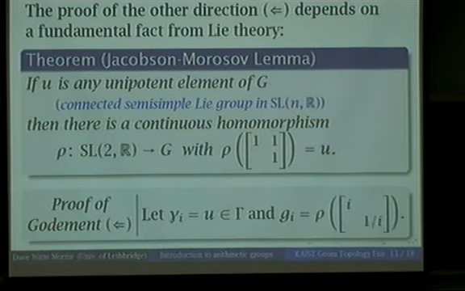Before, when I showed that SL2R mod SL2Z was not compact, I took this g and that U, and showed that the limit was the identity. Well, if you apply a continuous homomorphism to a sequence that converges to the identity, it'll still converge to the identity. So the fact that these two elements work in SL2R means that rho of them will work in G to show that G mod gamma is not compact.